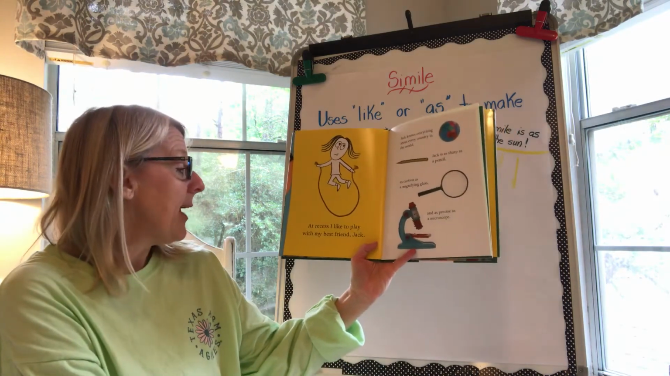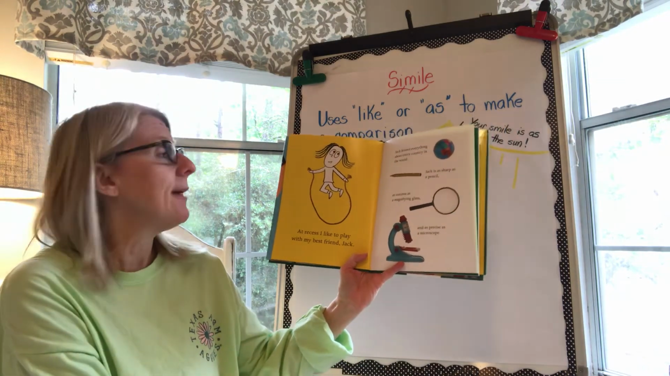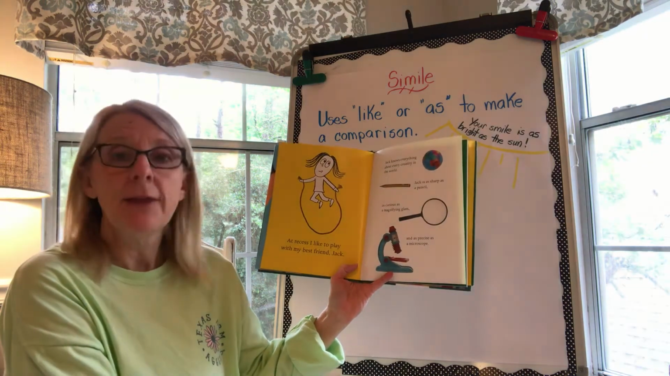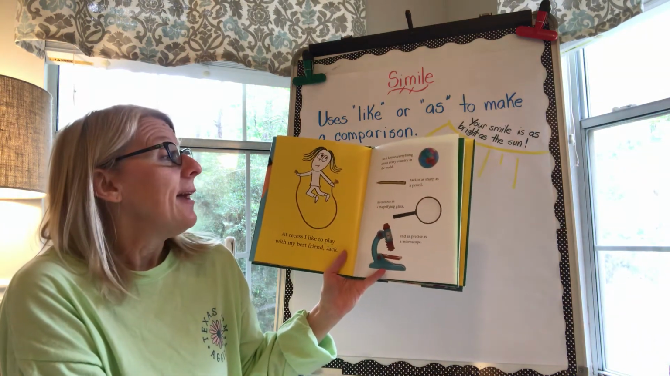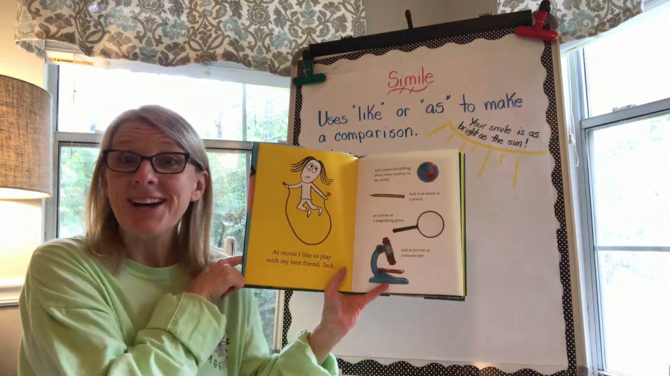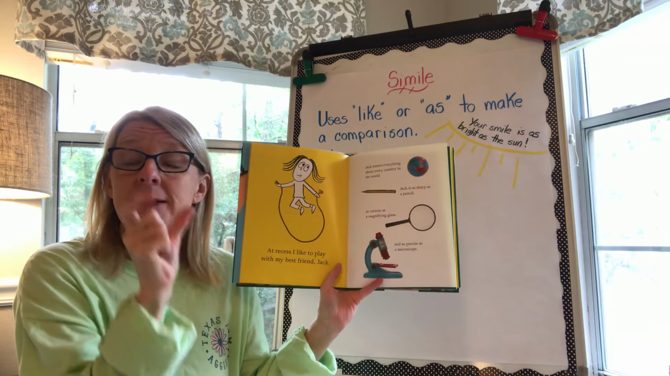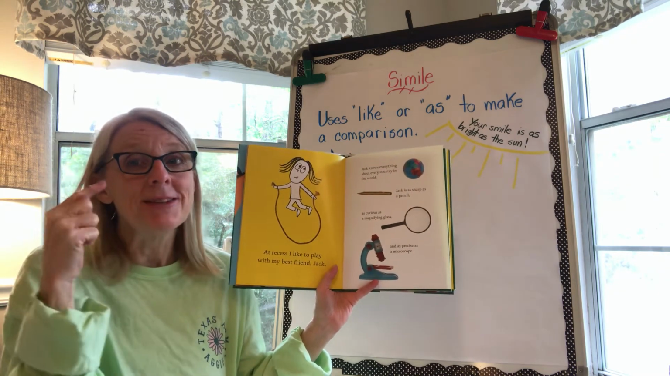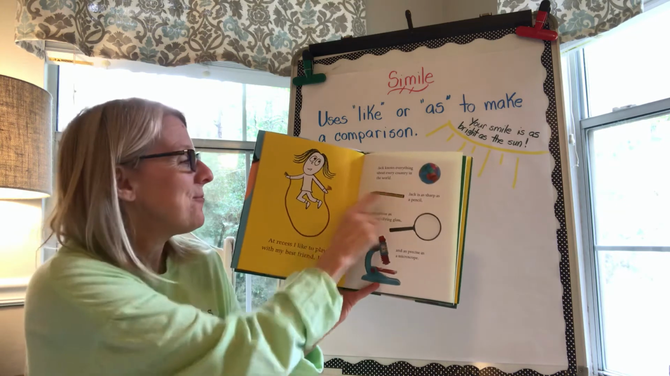At recess, I like to play with my best friend, Jack. Jack knows everything about every country in the world. Jack is as sharp as a pencil. Remember that from the title? So that if a pencil is very sharp, another meaning for sharp is that you're smart, right?